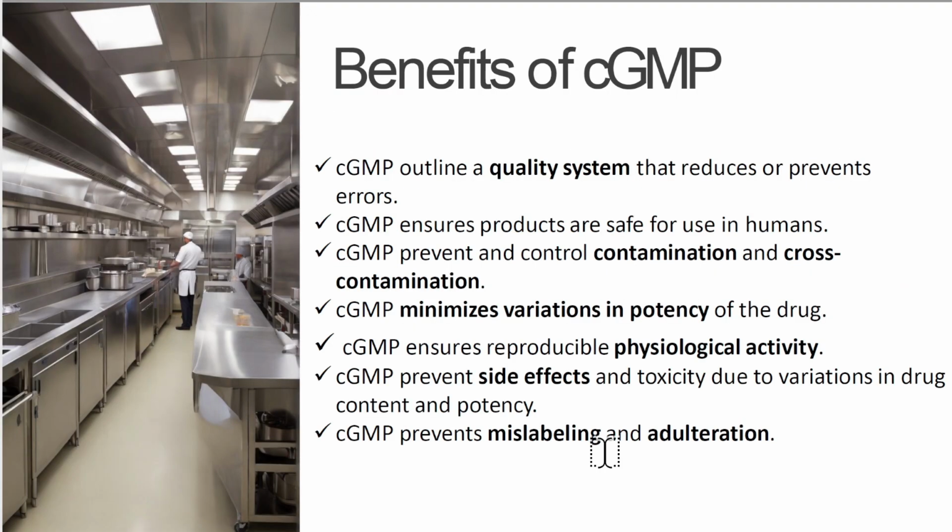So overall, what are the benefits of complying with CGMP? Well, CGMP outlines a quality system that reduces or prevents errors. It ensures products are safe for use by humans. CGMP prevents and controls contamination as well as cross-contamination. It minimizes variation in the potency of the drug, if you're talking about pharmaceutical products.